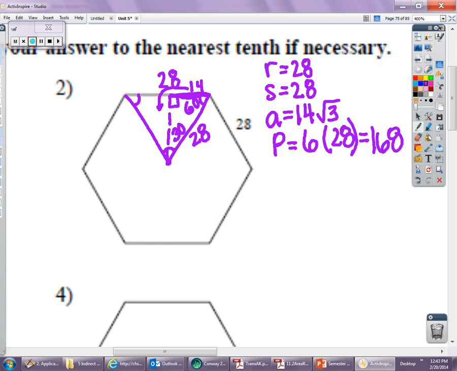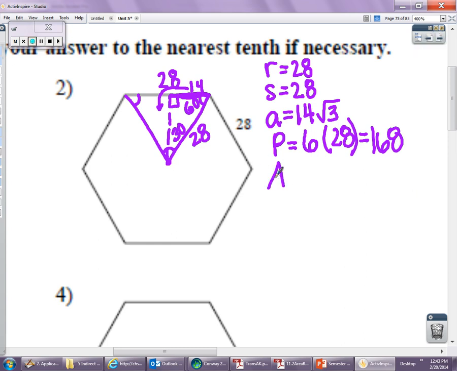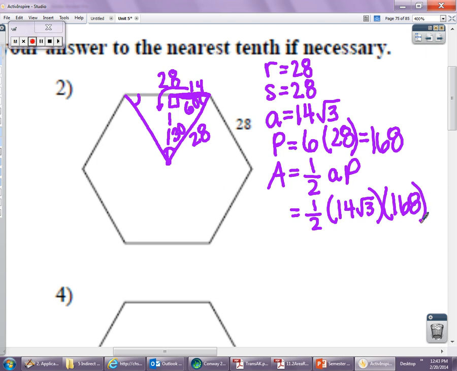Now with all of that, I can use my formula. Area equals 1/2 the apothem times the perimeter. So therefore, 1/2 times 14 root 3 times 168. When I simplify this, I'm going to take half of 14, which is 7, and then multiply that by 168, and I'm going to get 1,176. I don't have to do anything with root 3. I just bring it down, and that's going to be in units squared.